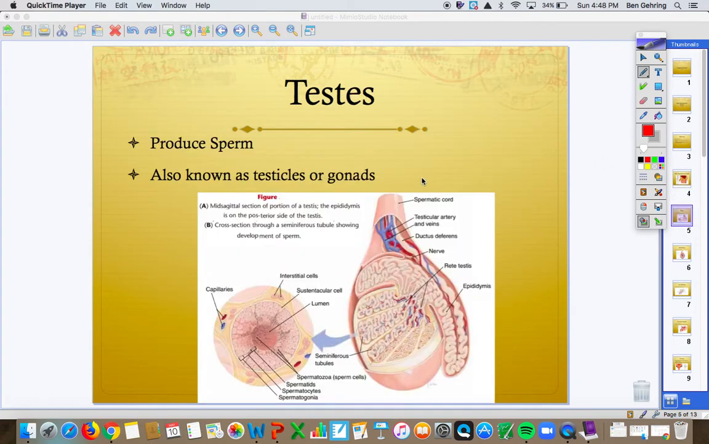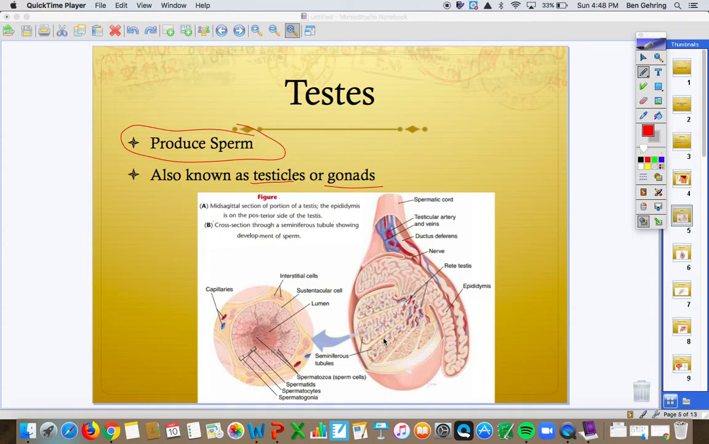To begin everything, males have what we call testes, also known as testicles or gonads. Their primary function is to produce sperm. That's what your testes do. Along with sperm, I believe there are some hormones in there as well. But they produce sperm, and that is the essence of reproduction.